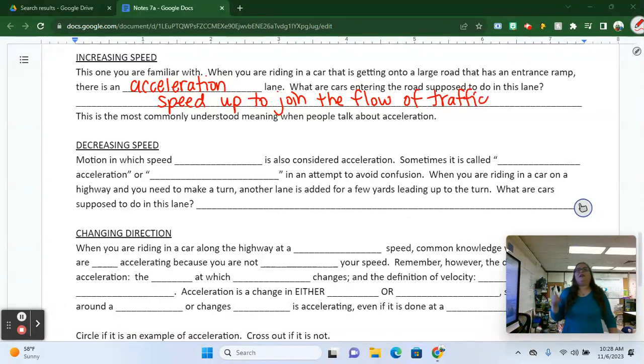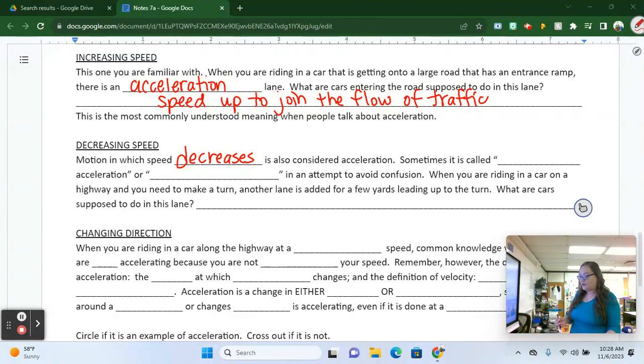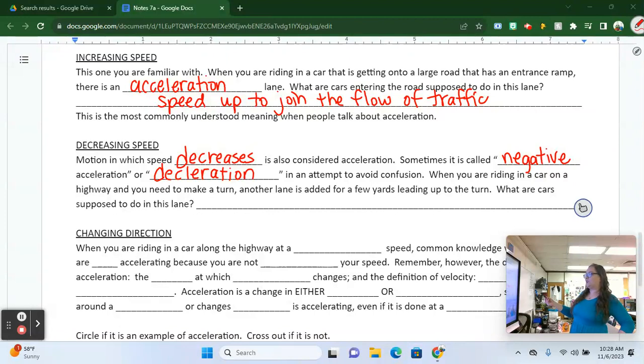All right. Here's where it gets weird. So, decreasing speed. Motion in which speed decreases is also considered acceleration because it's a change in speed. I know it's weird. It's sometimes called negative acceleration, just to try to avoid confusion, or deceleration. So when you're studying to get your license, the DMV manual will call it deceleration in an attempt to avoid confusion. So again, when you're riding in a car on a highway and you need to make a turn, another lane is added for a few yards leading up to the turn.